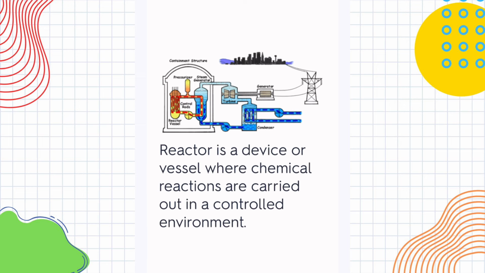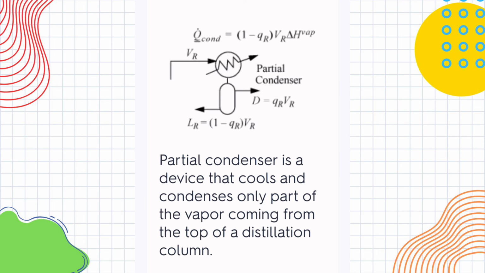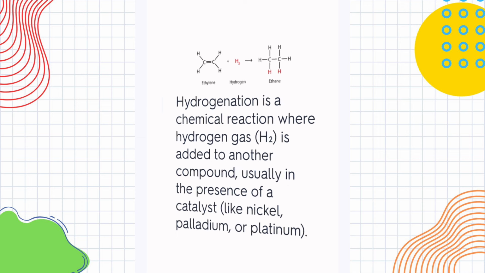Reactor. Reactor is a device or vessel where chemical reactions are carried out in a controlled environment. Partial condenser. Partial condenser is a device that cools and condenses only part of the vapor coming from the top of a distillation column. Hydrogenation.